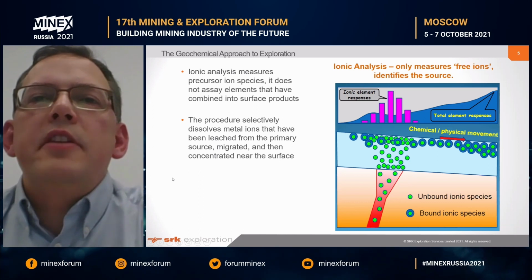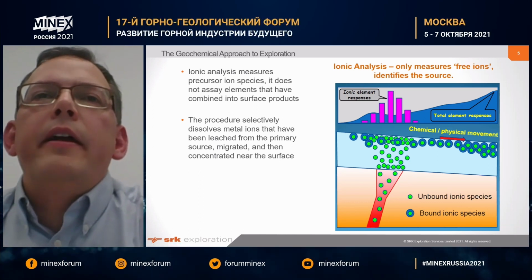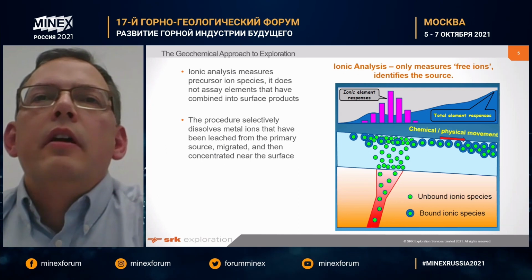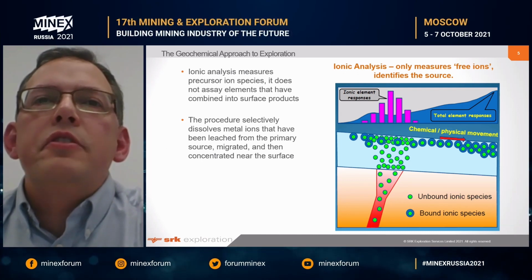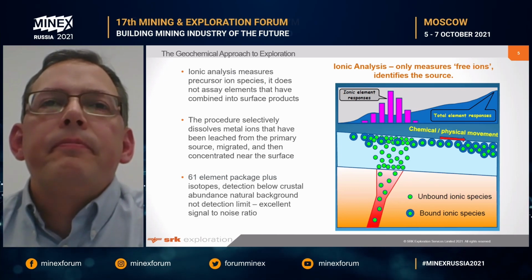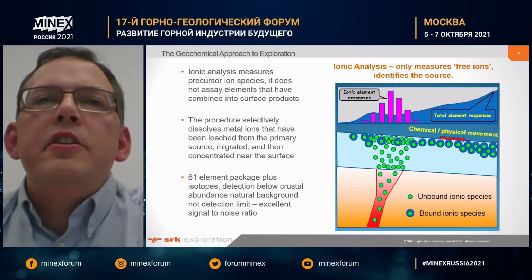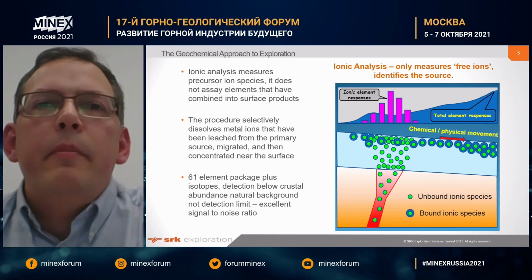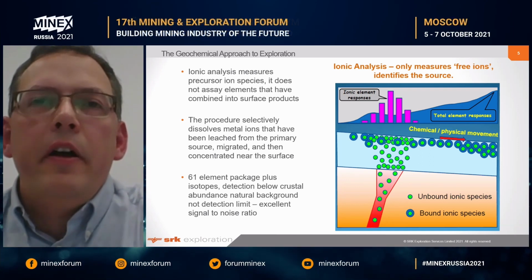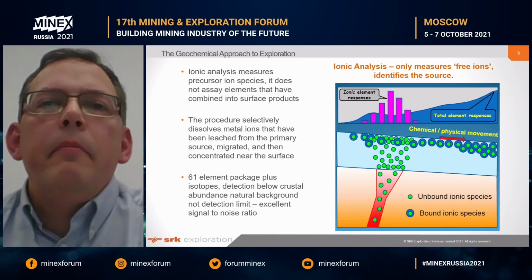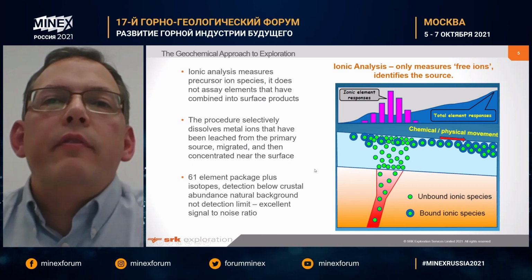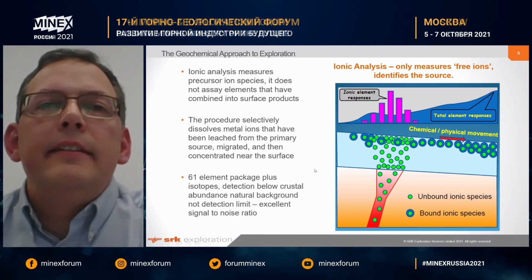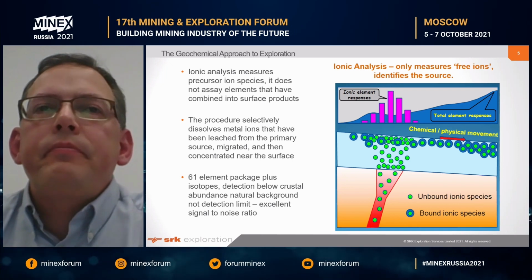The procedure selectively dissolves metal ions that have been leached from the primary mineralization, which then migrate and concentrate near the surface. An ionic leach is able to detect 61 different elements, plus different isotopes, detecting well below crustal level abundances and natural background levels, and it provides an excellent signal to noise ratio.